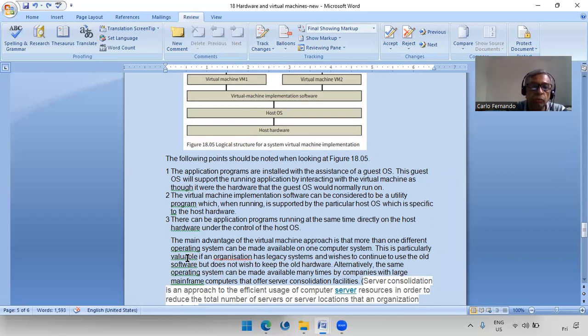This is particularly valuable if an organization has legacy systems and wishes to continue to use the old software, but does not wish to keep the old hardware. Legacy systems mean old ones. They are not being supported now and developed, but you were using them earlier. That software might need a particular type of hardware. That is, imagine the old hardware that they were using.